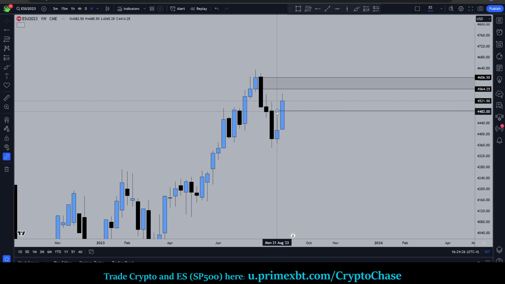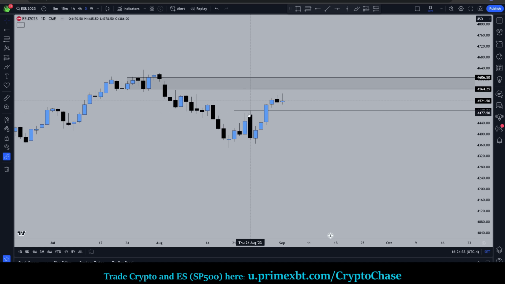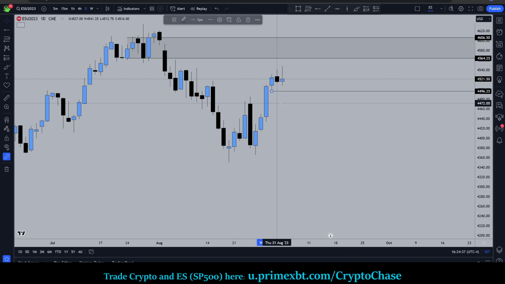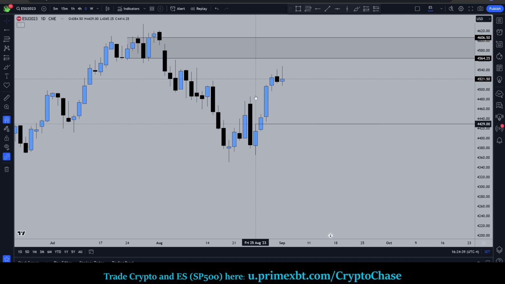So it comes up, rejects, powers through. This will probably have confluence when we move down to the daily. So let's move down to the daily. There you go, right there. So what I would do right here, though, is I'd be taking profit below this low. It's pretty confluent with that, right?